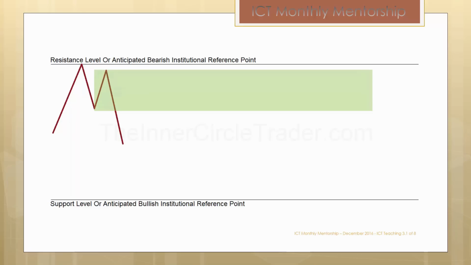So what we do is we look at this range from that short-term low up to that short-term high. Inside that range, there have been buyers. But the problem is now those buyers are underwater. This short-term rally in price highlights a specific institutional reference point known as the mitigation block.